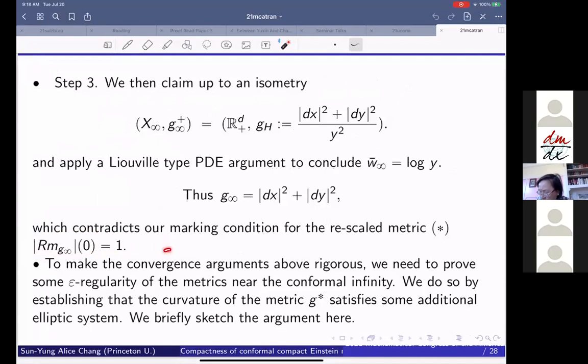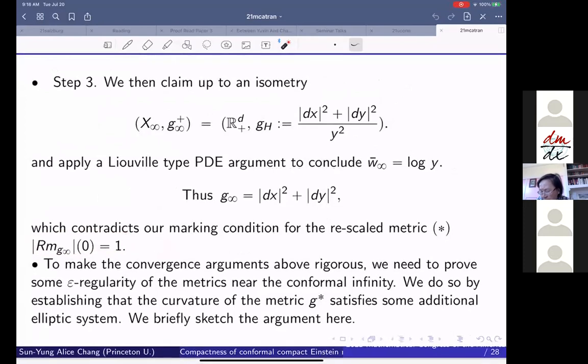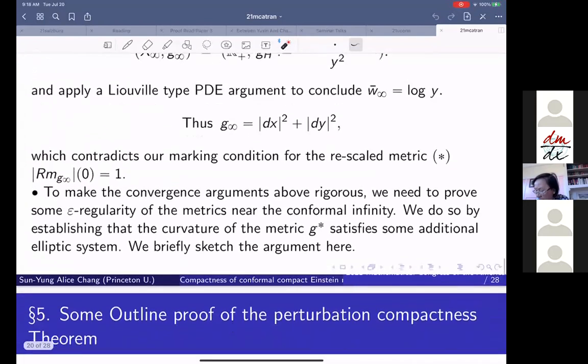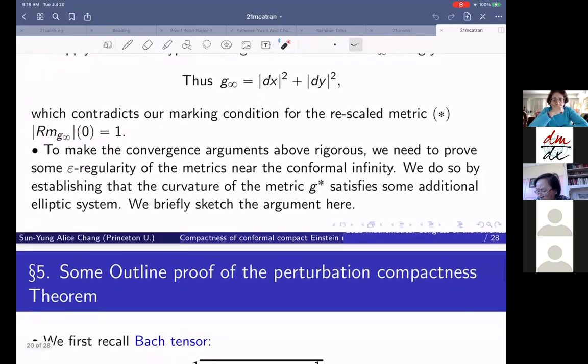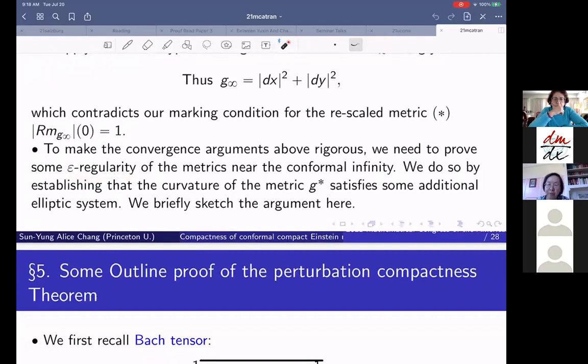But in this argument, to reach this equal to one, we need some other condition. Suppose this is true for each G_i and the curvature of G_i at some point is equal to one, and we say the limit is also equal to one at some point. We need more than the boundedness of the curvature. We need to gain regularity. And so the key argument is how to gain this regularity to reach this assumption, the curvature equal to one. This kind of argument is usually called epsilon regularity, that's the gain of regularity.